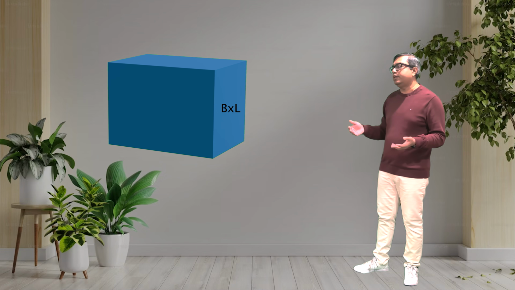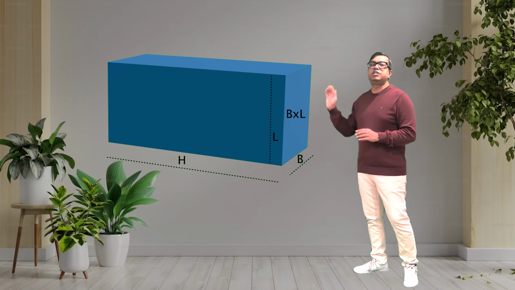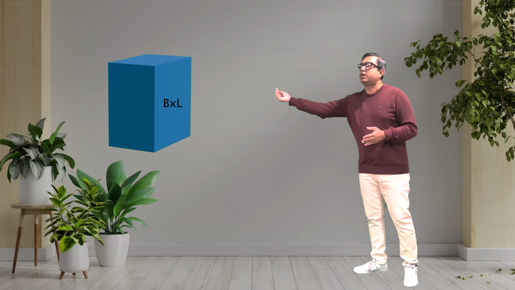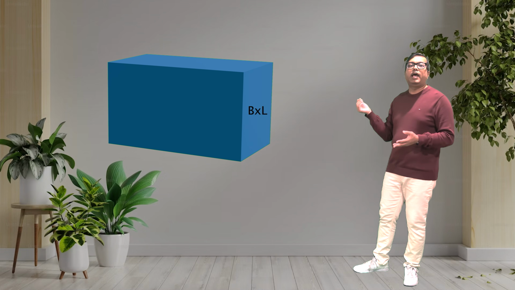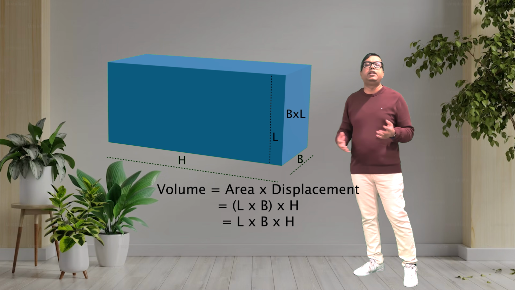The volume of a cuboid is very similar, it's rectangular, so all three sides could be different. So if a face of the cuboid has an area L into B, when it moves across a line H, the volume of the cuboid becomes length into breadth into height, L into B into H. That's how the volume of a cuboid is measured. So now you see how we apply the same principle of visualization of area to visualization of volume.